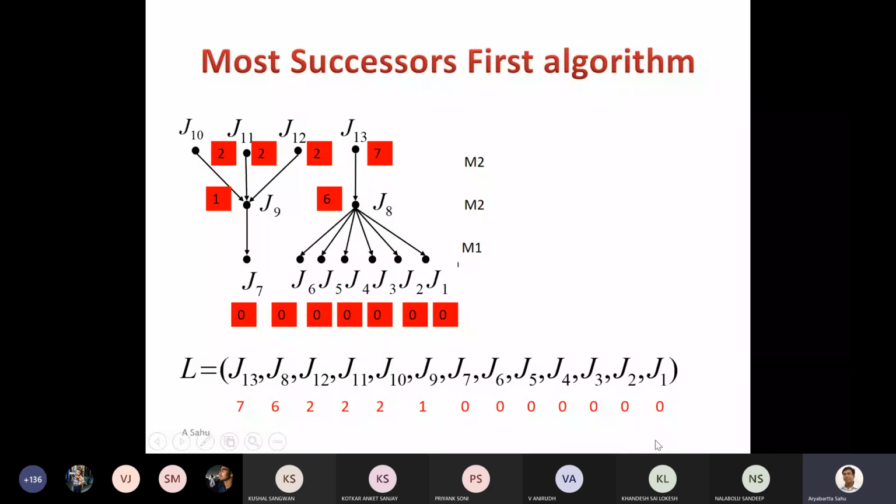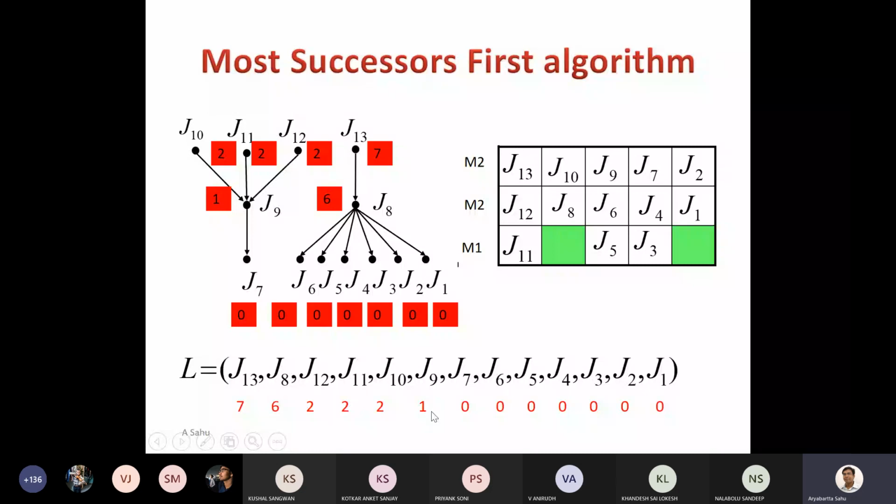J8 you cannot schedule because J8 has a dependency on J13. So we cannot schedule J8 and J13 at the same time. We need to maintain the dependency and then schedule by priority. Higher priority tasks may not be ready, so we look at priority and also readiness. This is the way we'll schedule. MSF is just a heuristic, so there is no proof of an approximation bound or anything.